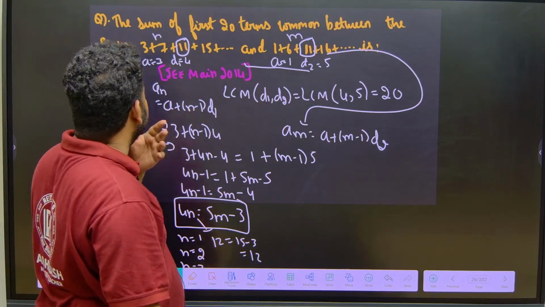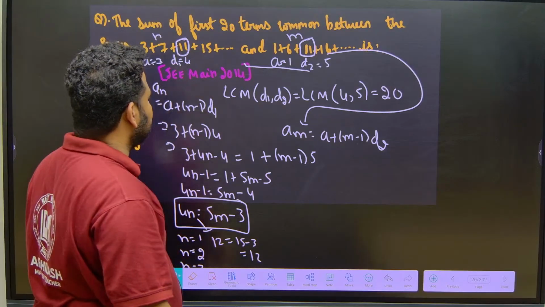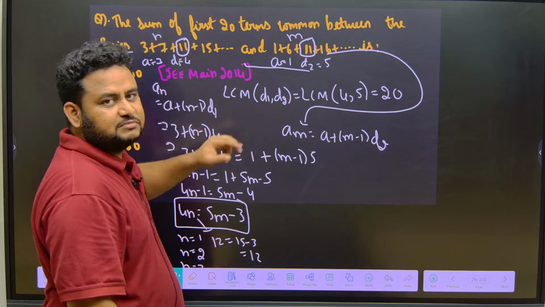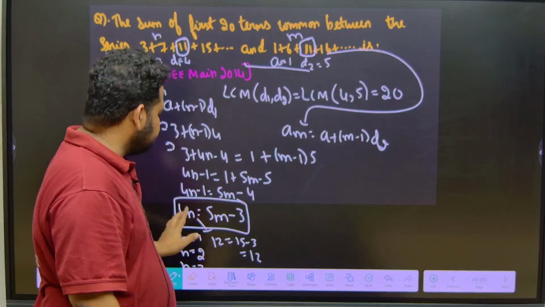The sum of the first 20 terms common between these two is not required for us. Just look at how to find the common term, that is, 11 is common. We got it by just putting the values for n.